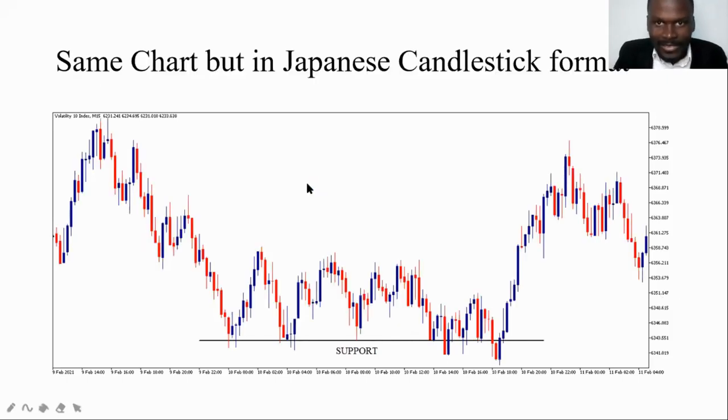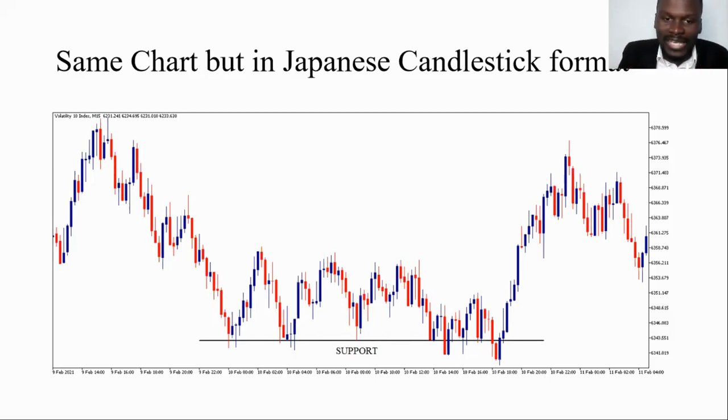This is the same line chart, but in candlestick format. See what happens? Look at how price has been reacting on these levels. Rejections, rejections, rejections. And you can see different types of candlestick patterns that you can study. There's a harami there. You can see here, there's an engulfing pattern. Make sure that you sharpen your eyes to see the type of candles that are forming in your area.